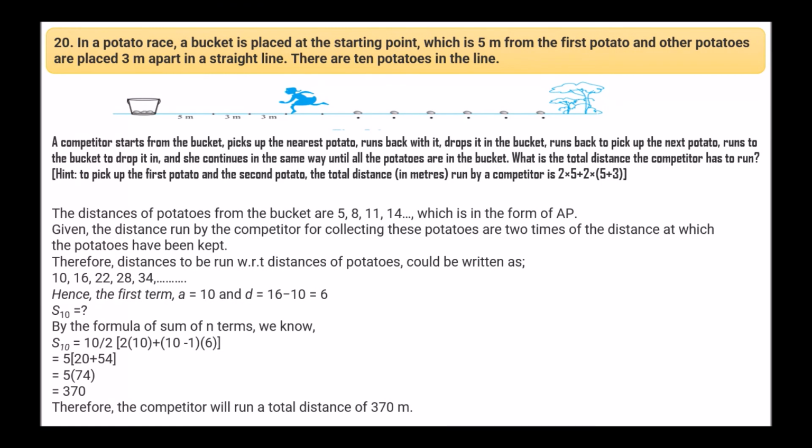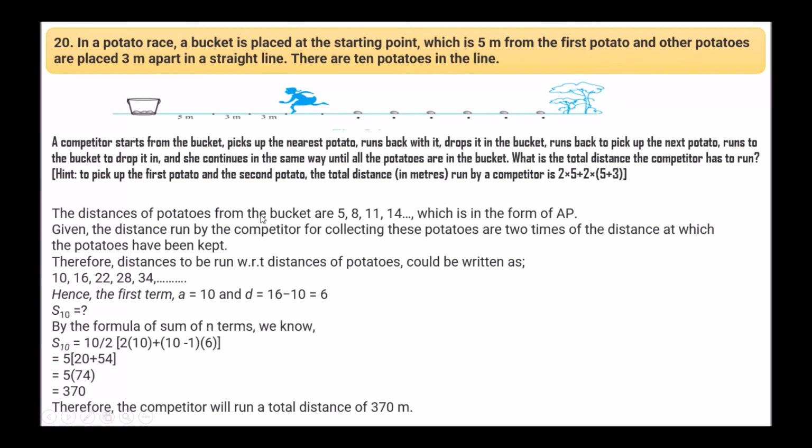Next, in a potato race, a bucket is placed at the starting point, which is 5 meters from the first potato, and the other potatoes are placed 3 meters apart in a straight line. There are 10 potatoes in the line. A competitor starts from the bucket, picks up the nearest potato, runs back with it, drops it in the bucket, runs back to pick up the next potato, runs to the bucket to drop it in, and she continues the same way till all the potatoes are in the bucket. What is the total distance the competitor has to run?